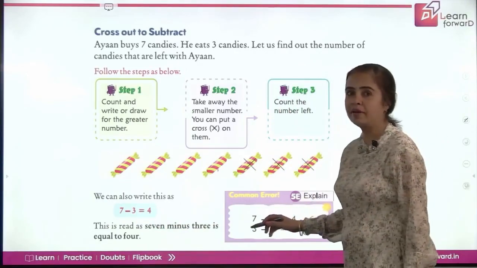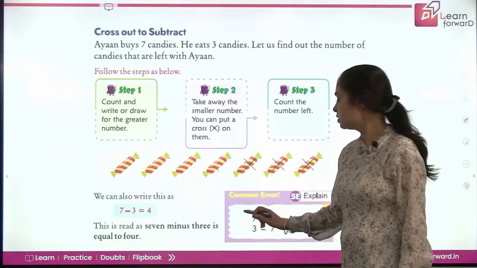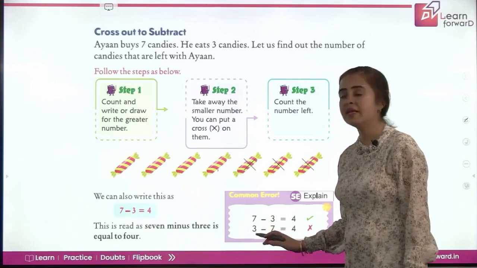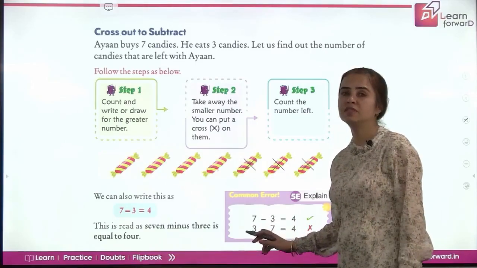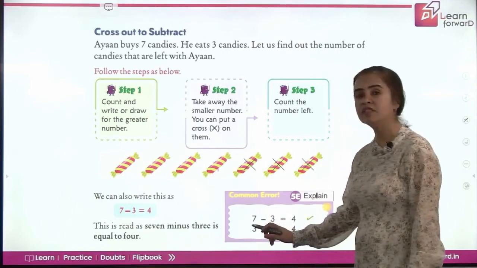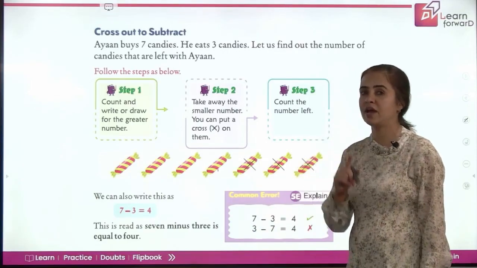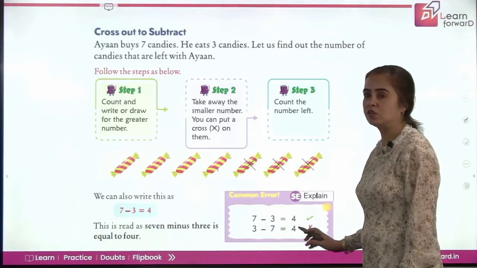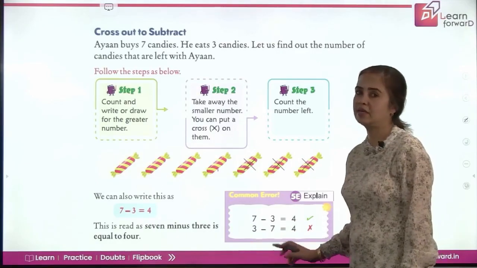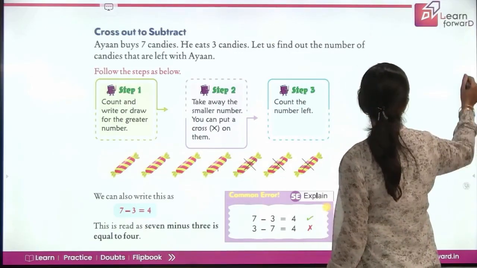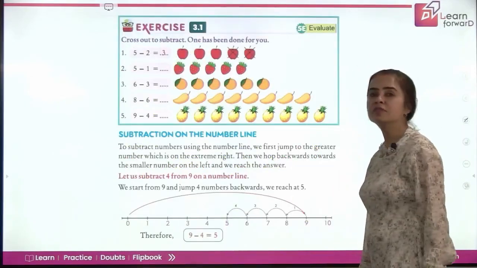Now there is a common error here that we make. This is 7 minus 3. So we are taking away 3 from 7. Which is the bigger number? 7 is the bigger number. So we always write the bigger number first when we are subtracting. 7 minus 3 equals 4. We cannot write 3 minus 7 equals 4. Remember this, when you are doing subtraction, always the bigger number comes first.